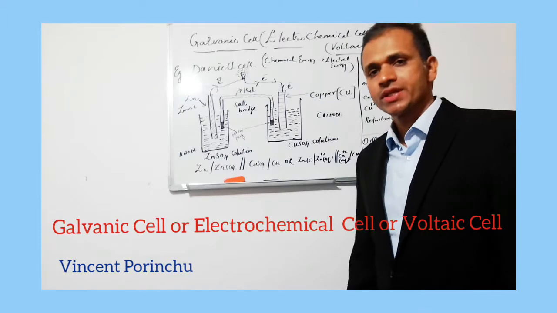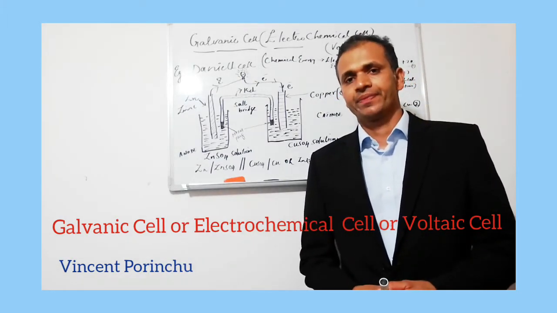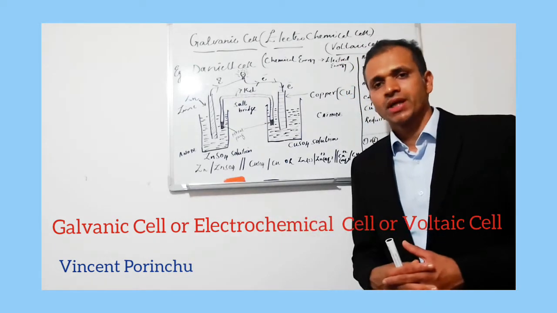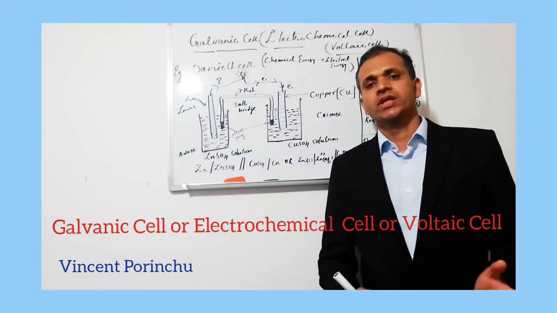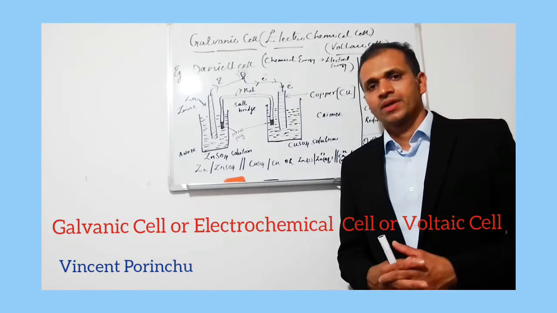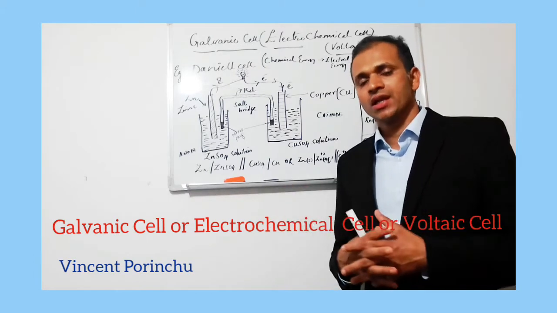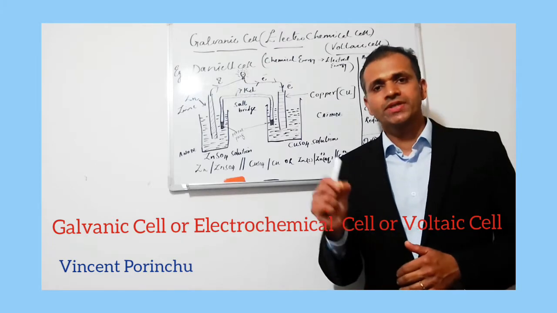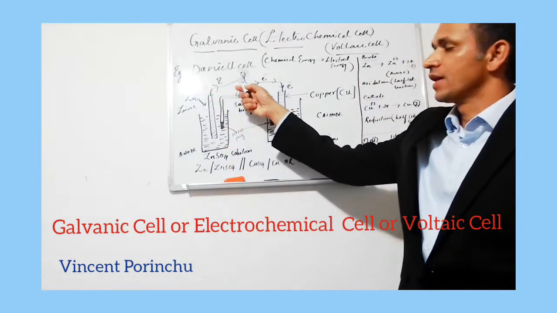Today we are going to discuss the galvanic cell or electrochemical cell. So what is meant by an electrochemical cell? An electrochemical cell is a device in which chemical energy is converted into electrical energy. A galvanic cell, or electrochemical cell, is also known as a Voltaic cell. The very best example of a galvanic cell is the Daniell cell.